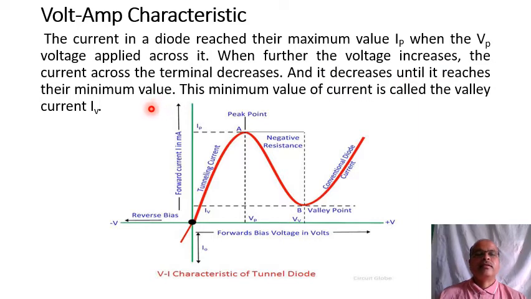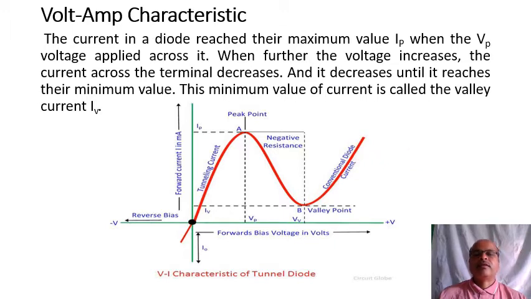That is, when we further increase the forward voltage, this forward current starts decreasing, and it reaches the point VV, or you can say the valley point or point B. Here this current is the valley current, and the voltage is the valley voltage, as shown in this diagram. Okay, and this is the negative resistance region. From point A to B is called negative resistance. Okay, this is the reverse bias voltage, and after this the diode acts as a PN junction diode.